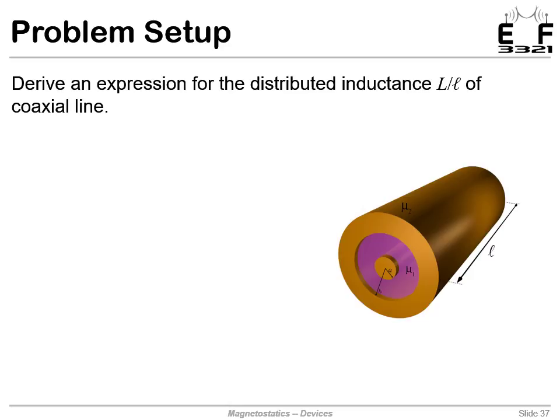So a coaxial line has an inner conductor, and we have ours with a radius of A. The medium between the two conductors has some permeability, we'll call mu1. And then it has an outer conductor, and the inner radius of the outer conductor is B, and we'll call the permeability on the outside mu2. But we already know there will not be a magnetic field on the outside.